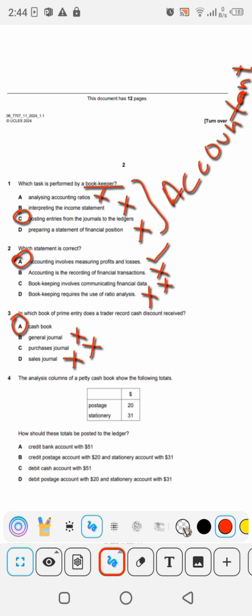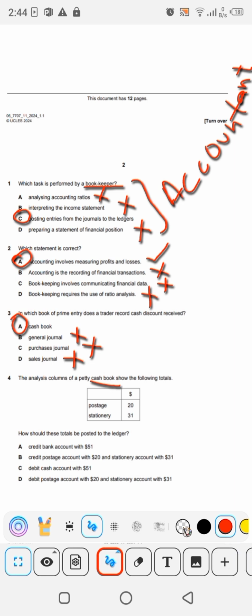Then in question number 4, the analysis columns of a petty cash book show the following totals: postage 20 and stationery 31. How should these totals be posted to the ledger? So postage and stationery both are expenses, so the nature of expenses is debit. So credit bank account with 51, it is not, because it is petty cash book, it does not involve a bank account, so first we cancel that option.